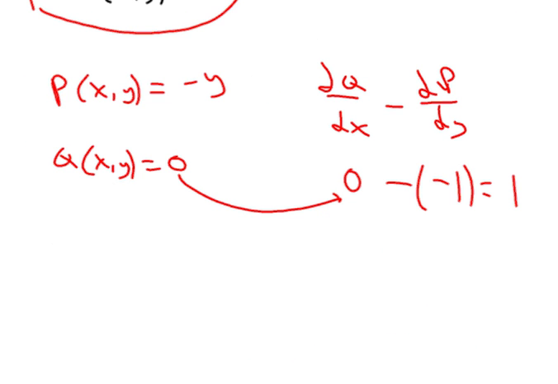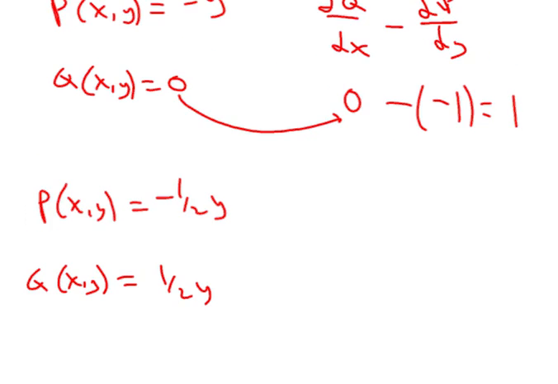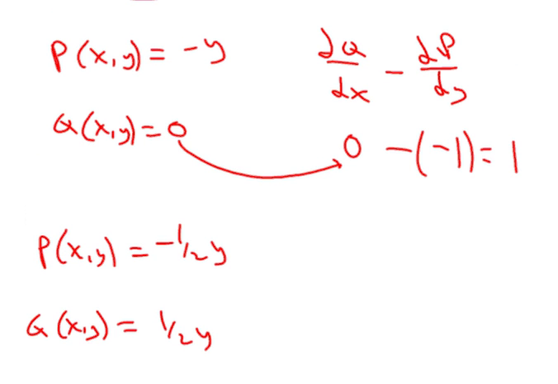Right? And then one last special way to do things, a sort of fancy way to think of it. We can do negative a half y for P of x,y, and for Q of x,y, we can do a half y. And sure enough, if you apply Green's theorem here, let's find the value of this expression.